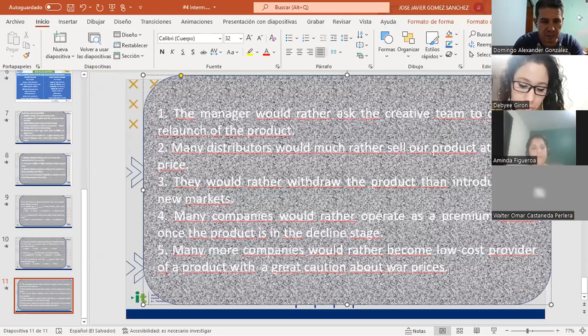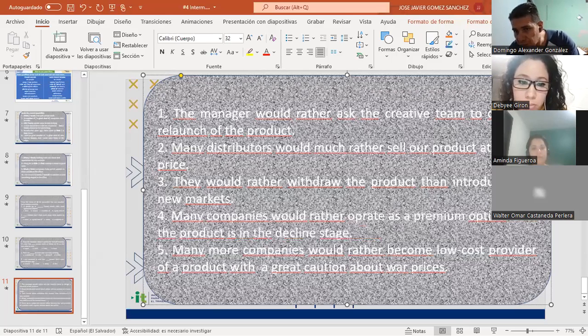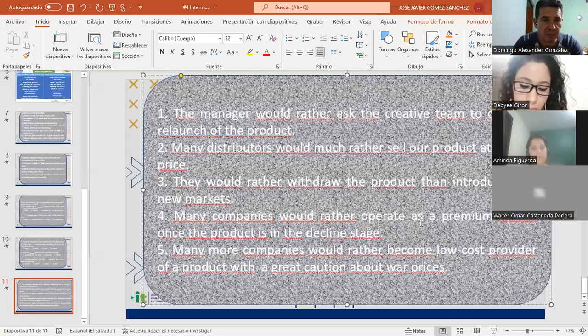Operate. Aquí. Operate. You are using a tilde. No. Que la base que he usado se ve como que es tilde. Pero no, mire. Ah, okay. Operate. Sino es que la base que está ahí está mala. Bueno, okay. Y number five. Many more companies would rather become low-cost provider of a product with a grade.